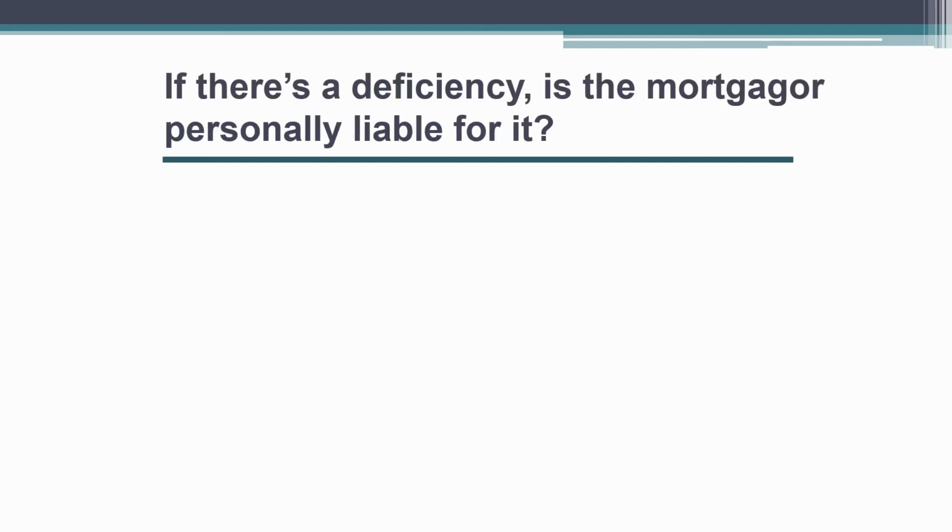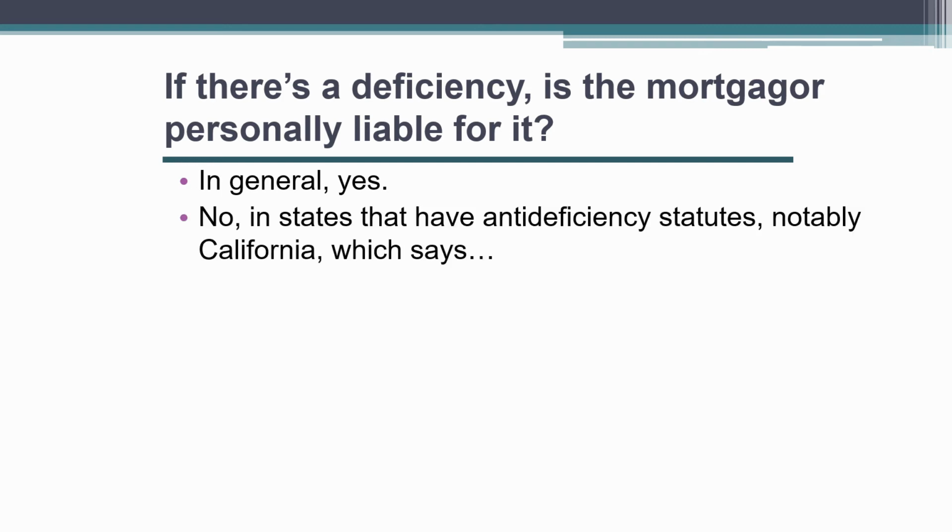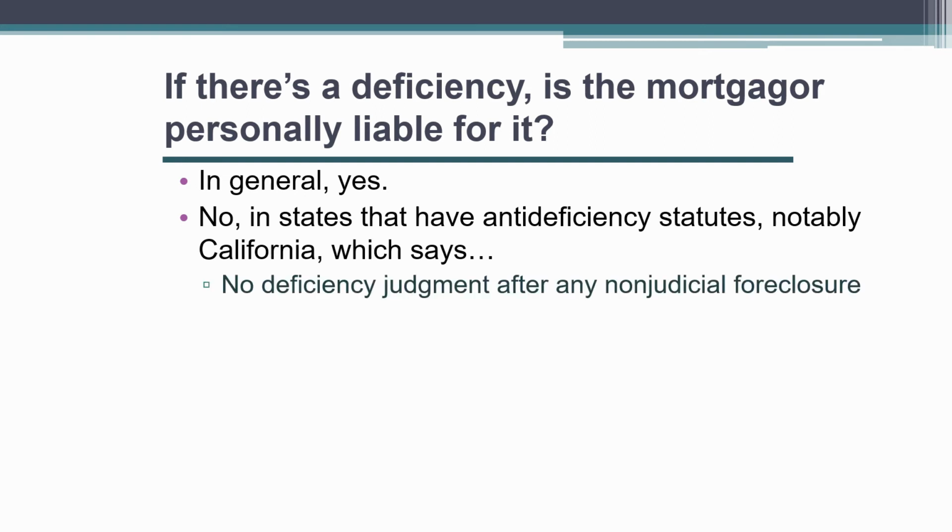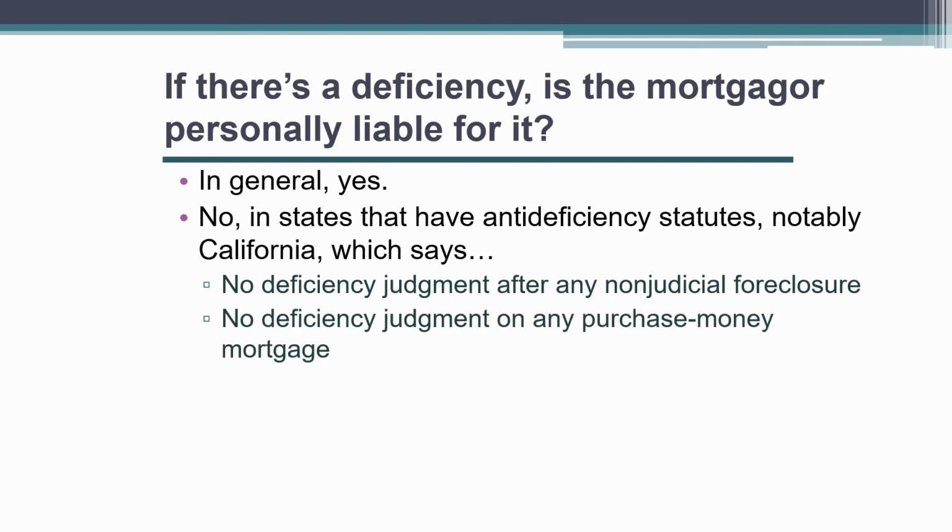If there's a deficiency, is the mortgagor personally liable for it? Well, the general answer is yes. In most states, borrowers are liable for deficiencies. We can get a judgment against them by simply suing them on the note. However, there are a few states that have anti-deficiency statutes. California is perhaps the most famous of those, and in California, there cannot be any deficiency judgment after any non-judicial foreclosure, and in addition, there can't be a deficiency judgment on any purchase money mortgage, even if it's foreclosed judicially.